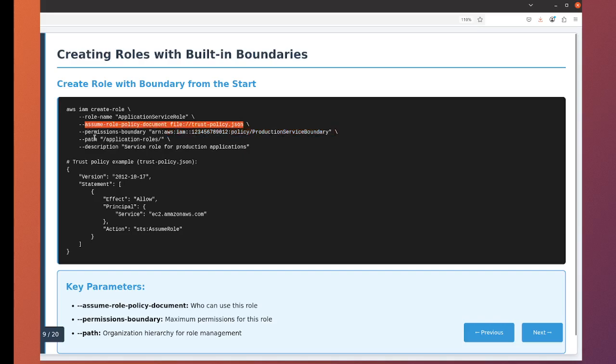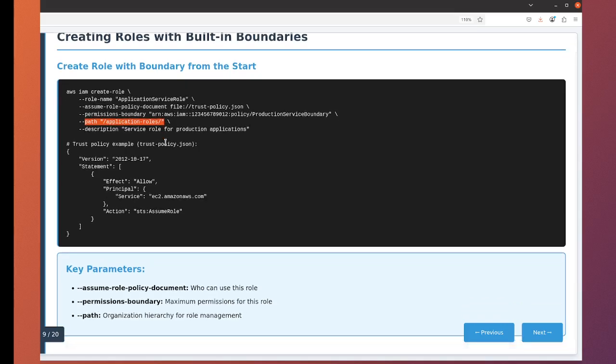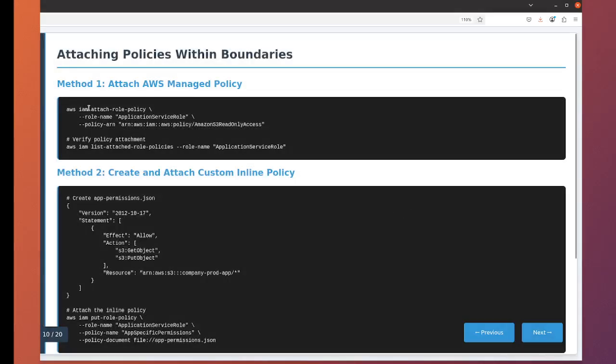The path parameter is useful for organization. You might use paths like application-roles or developer-roles to categorize your roles. This helps with both organization and automation scripts. Notice that we are setting the boundary at creation time. This is a best practice because it ensures the role is never without a boundary from the moment of its creation.